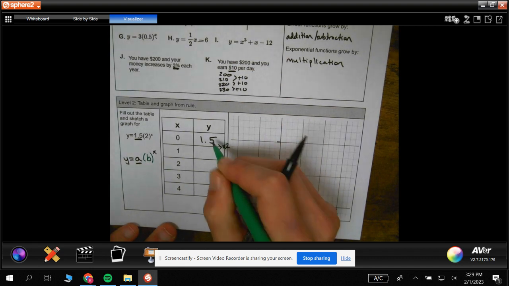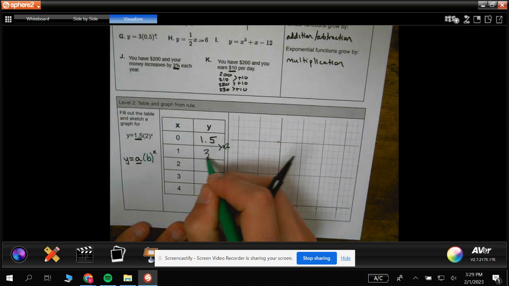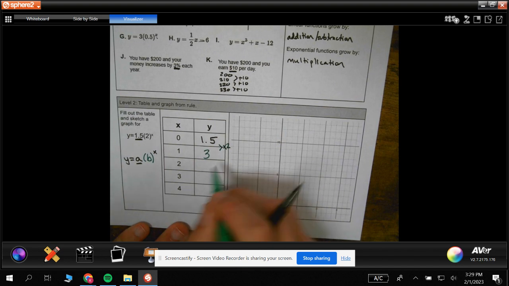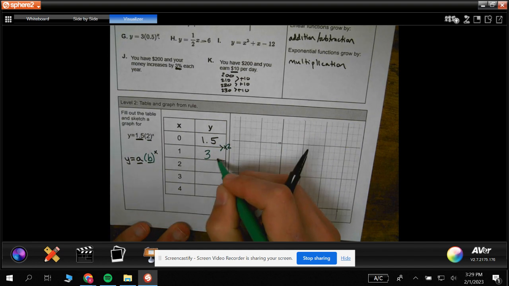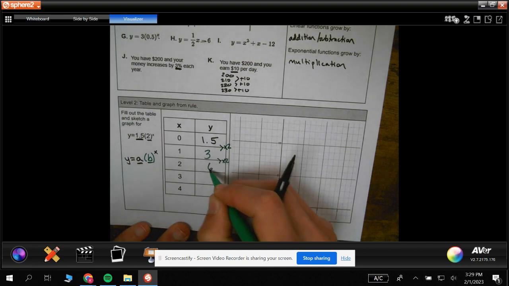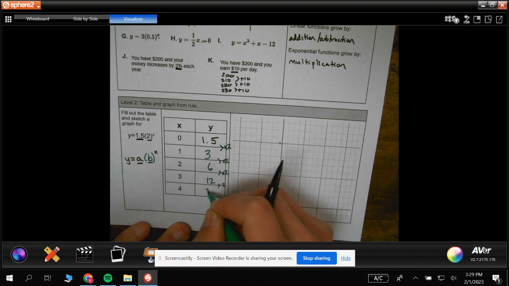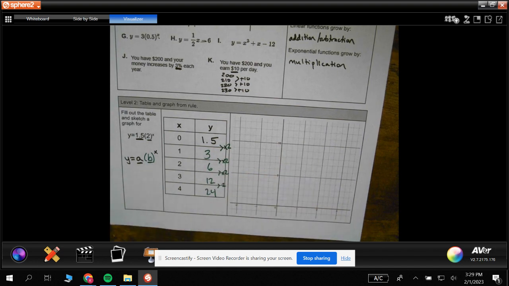Times 2. 1.5 times 2 is 3. Right? Your b value is your multiplier, how you're going to multiply it every time. 3 times 2 is 6. 6 times 2 is 12. 12 times 2 is 24. We're going to plot our points. We're going to plot whatever fits.